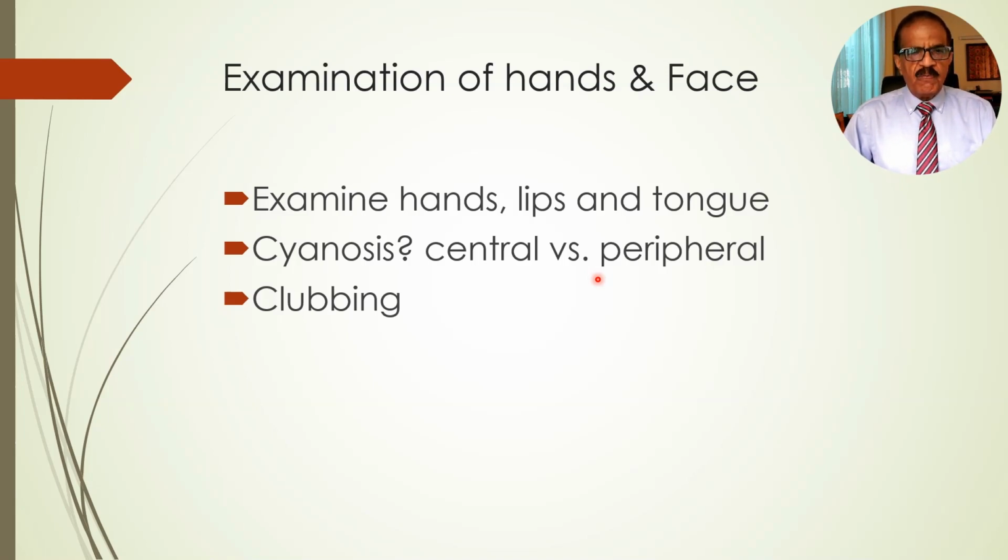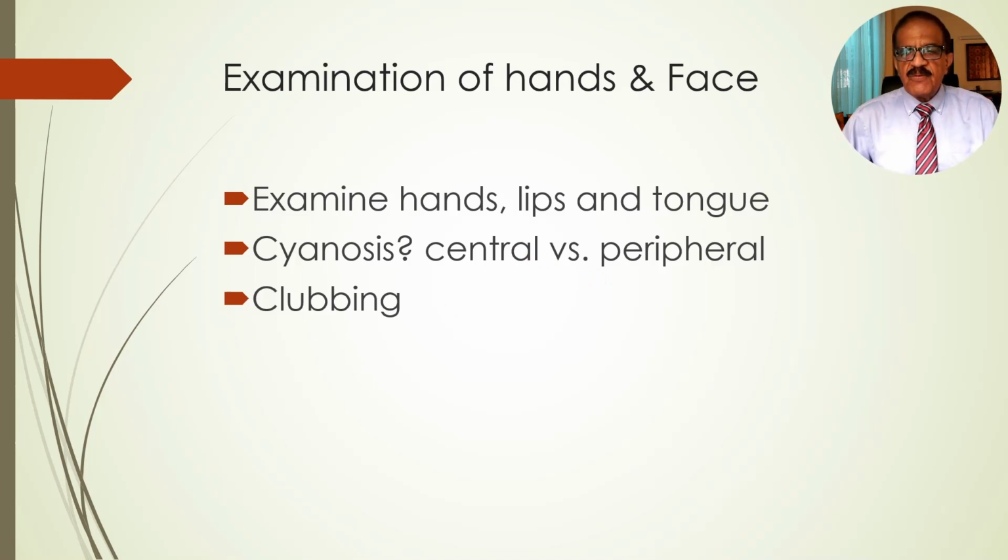A significant portion of blood never goes to the lung and never gets oxygenated. So even if you give 100% oxygen, that would not make any difference. Whereas if the disease is in the lungs, whatever lung disease, giving 100% oxygen, there should be some improvement in cyanosis. So that is how we differentiate.